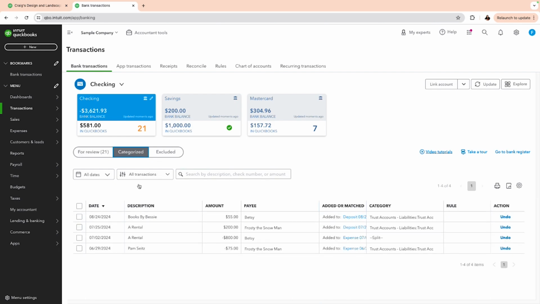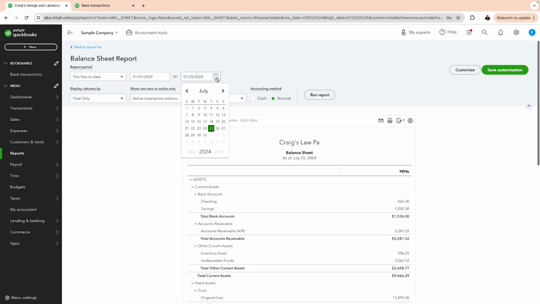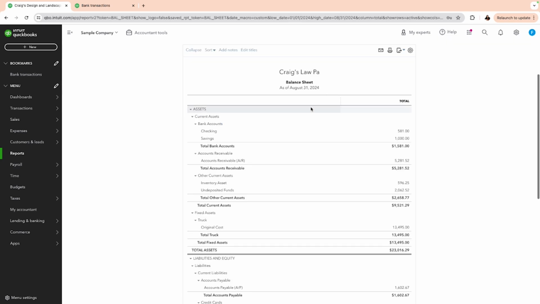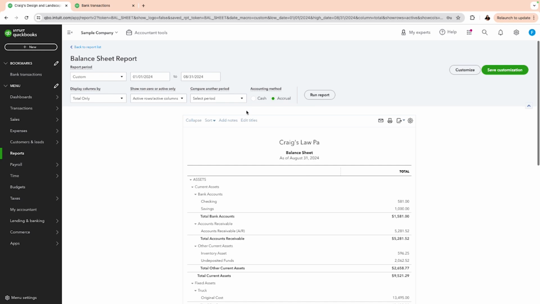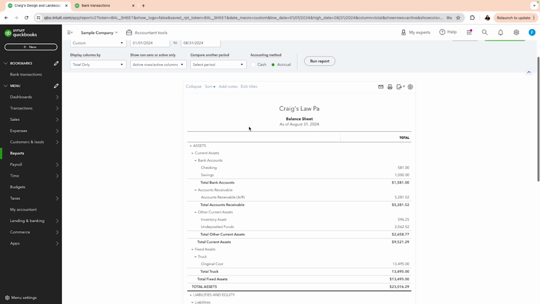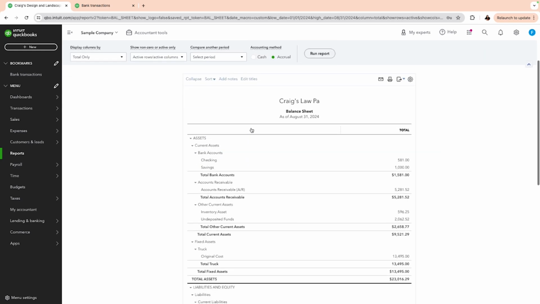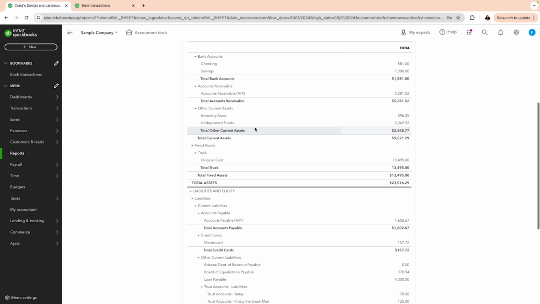So August 24th. We're gonna change this date here. I'm gonna put August 30th. We're gonna talk on the future here. Okay, so we're gonna do the balance sheet from the 1st of January to August 31st because one of the transactions is on the 24th.